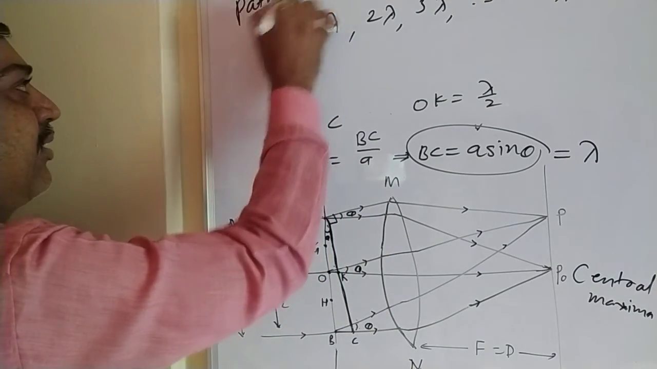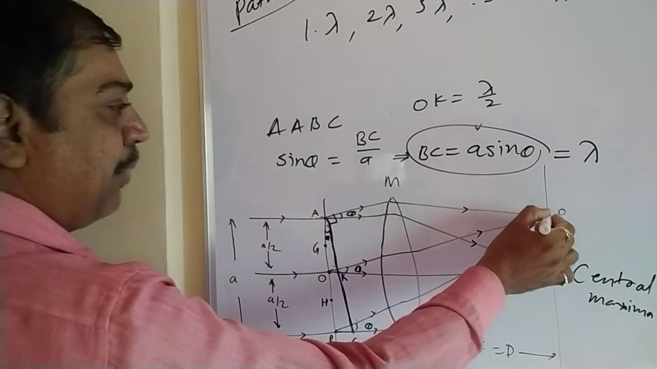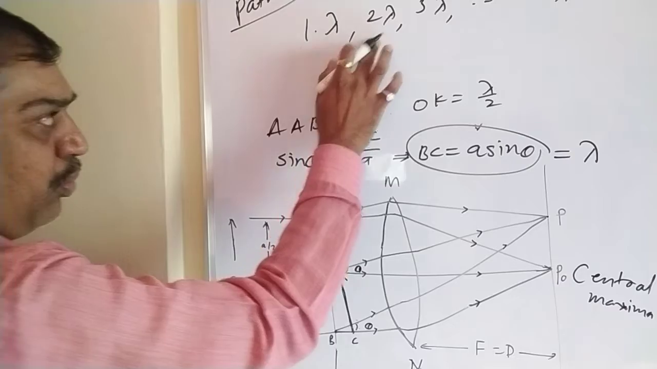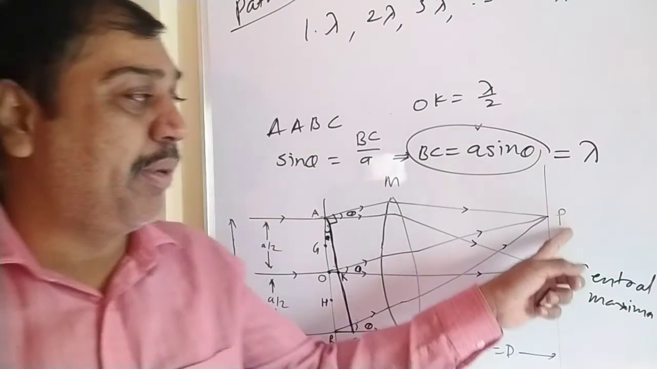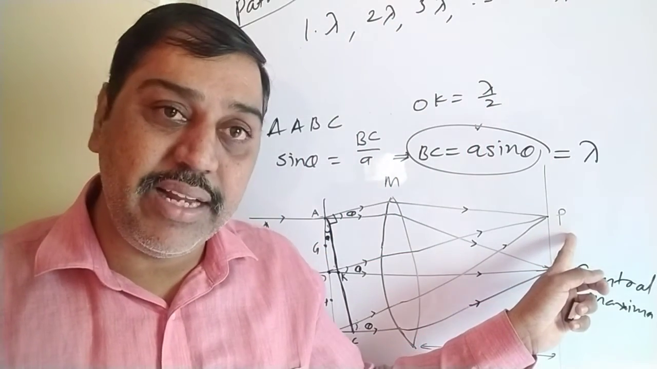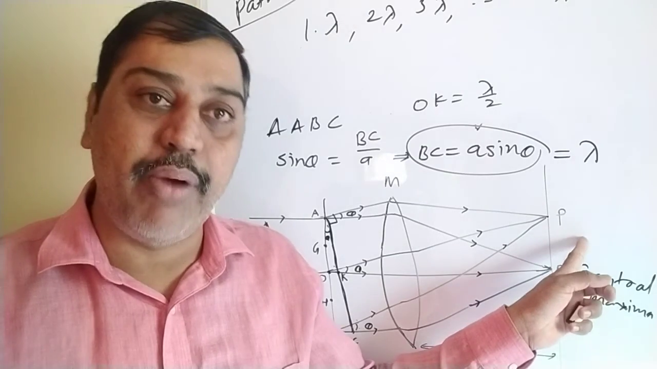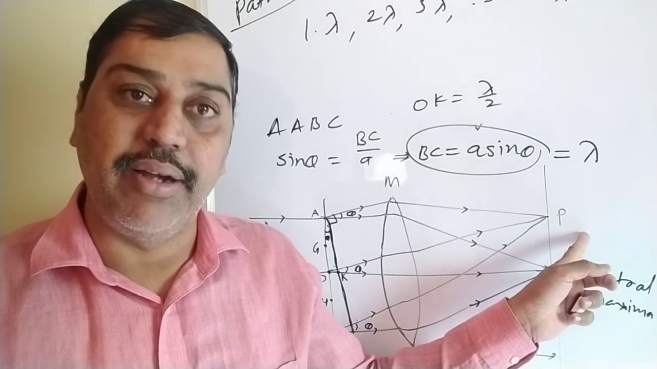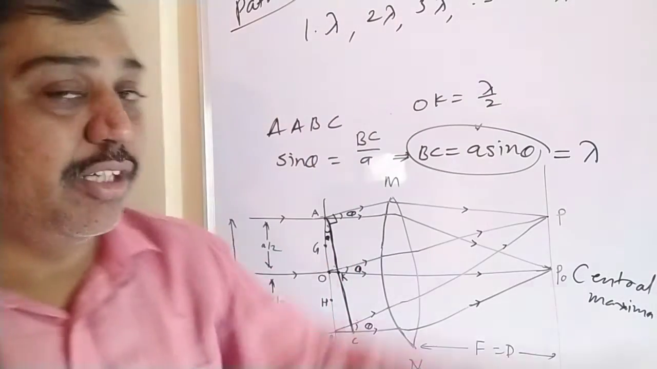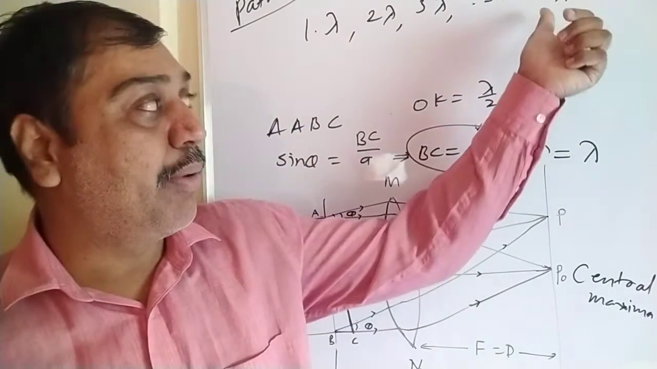Whenever the path difference between the two waves arriving at a point P is 1 lambda, 2 lambda, 3 lambda, and so on up to n lambda, it is seen that point P has a minimum intensity, or we can say it is a dark point, said to be secondary minima or secondary dark points. So this is a condition: the path difference must be an integral multiple of lambda.